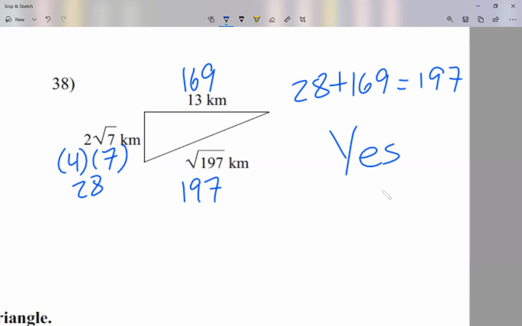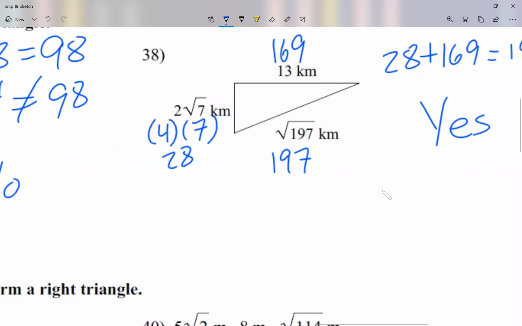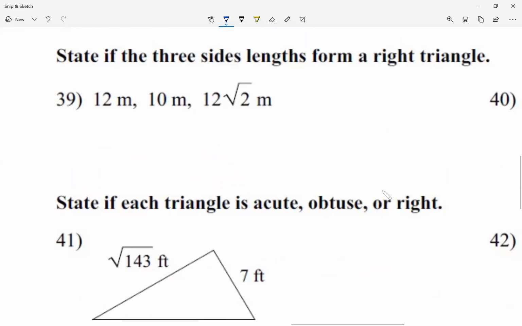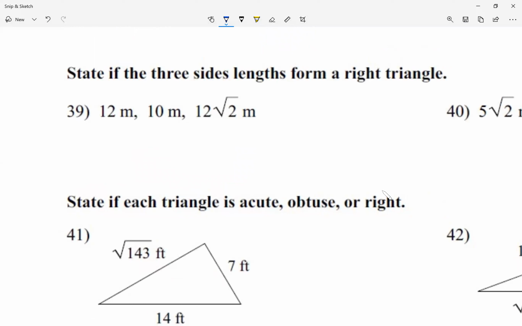Then on Tuesday, we moved on to the same idea, but instead of seeing the figure, I just gave you the values. But same idea. State if the three side lengths form a right triangle. So let me square each of my sides. 12 squared is 144.